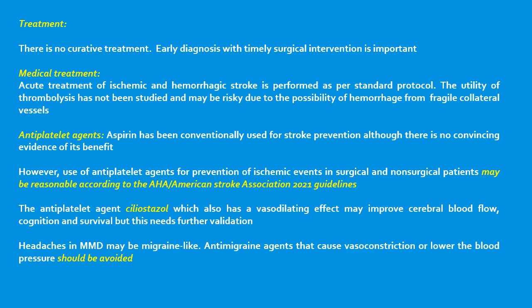Treatment. There is no curative treatment. Early diagnosis with timely surgical intervention is important. Medical treatment. Acute treatment of ischemic and hemorrhagic stroke is performed as per standard protocol. Utility of thrombolysis has not been studied and may be risky due to possibility of hemorrhage from the fragile collateral vessels. Antiplatelet agents. Aspirin has been conventionally used for stroke prevention, although there is no convincing evidence of its benefit.